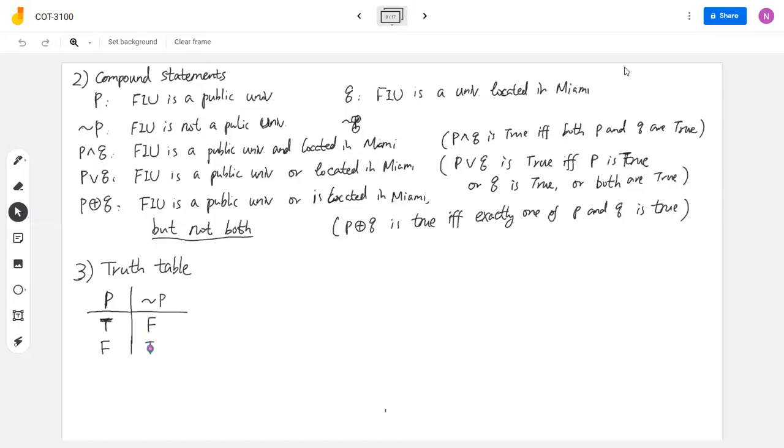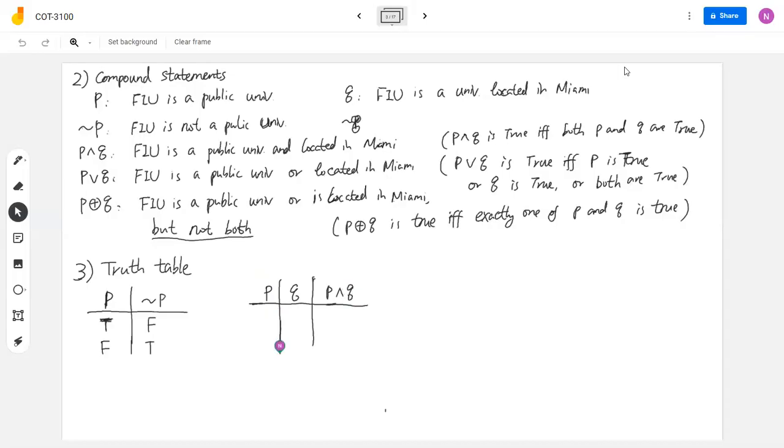Okay, very simple. And what about P and Q? So we are going to list P and Q, and then the third column is P and Q.